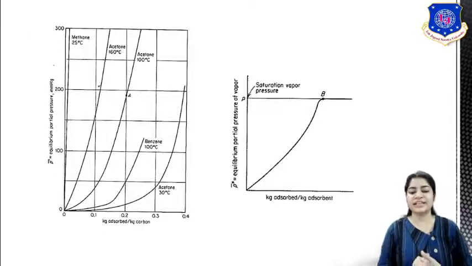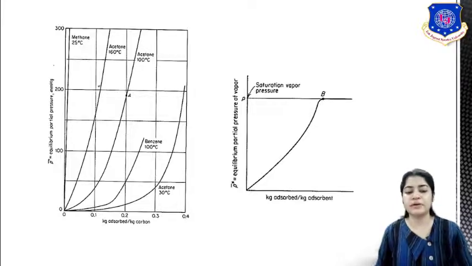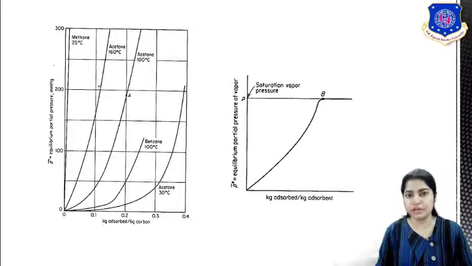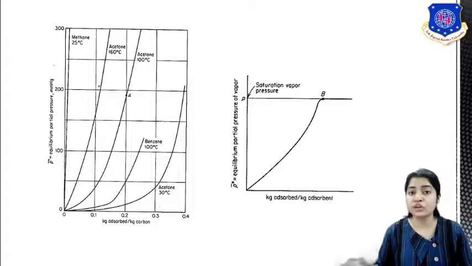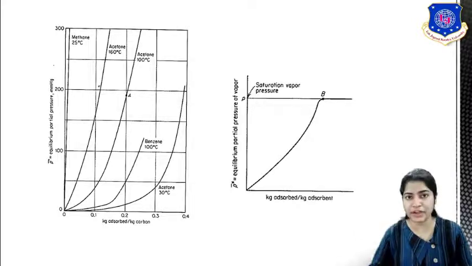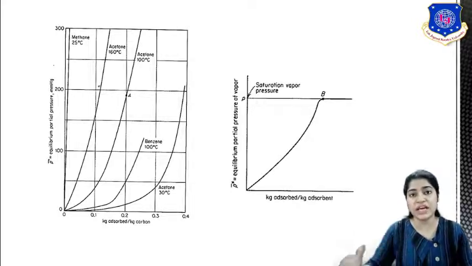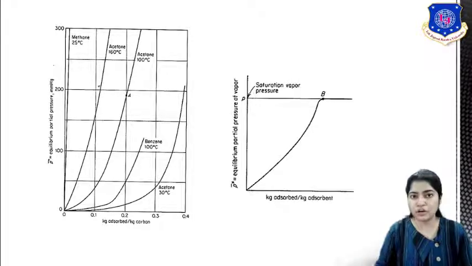Here you can see the example. First of all, your plot is equilibrium partial pressure versus amount of adsorbate. Remember, your expression is very important here. You are not expressing it in terms of mole fraction. This is a mass ratio, kg adsorbed per kg carbon, where carbon is your adsorbent here. You can see the example of acetone at 160 degrees Celsius, 100 degrees Celsius, and 30 degrees Celsius. The vapor is the same.